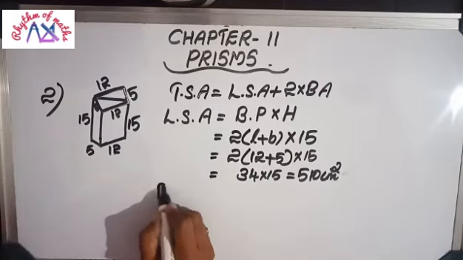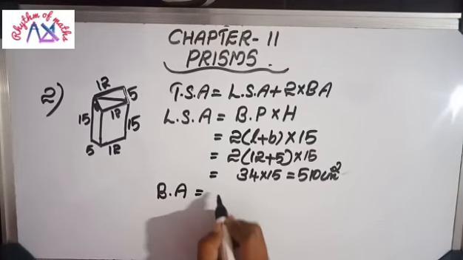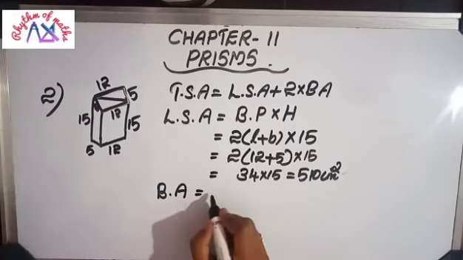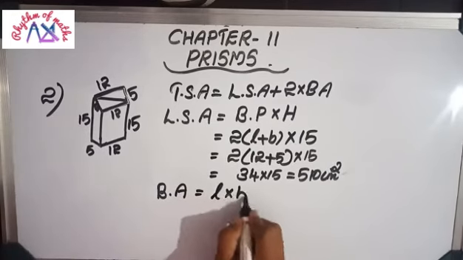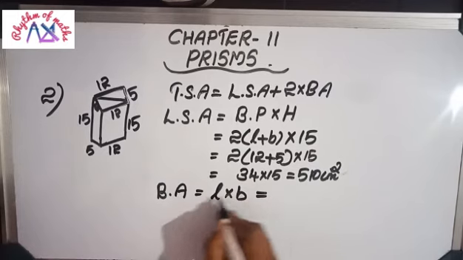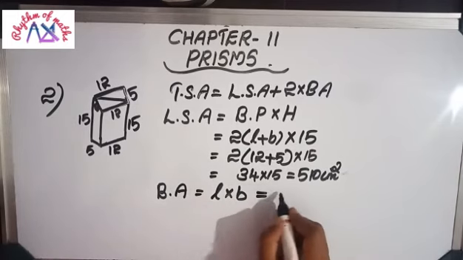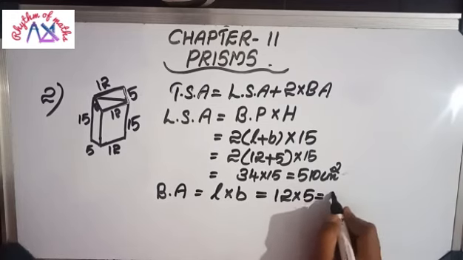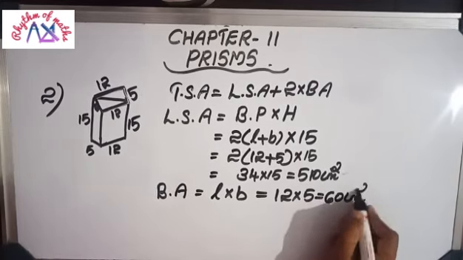Next is base area. The base here is a rectangle, so the equation is the area of a rectangle. What is the equation? Length into breadth. Length is 12, breadth is 5. So the answer is 60 centimeter square.